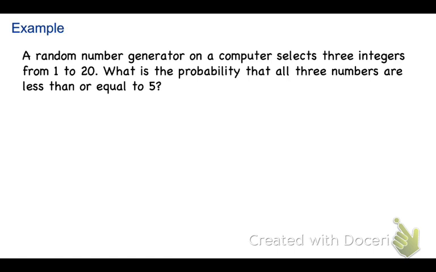So a random number generator on a computer selects three integers 1 through 20. What is the probability that all three numbers are less than or equal to 5? Do they have any effect on each other? No. So we're doing the probability of three numbers less than or equal to 5.